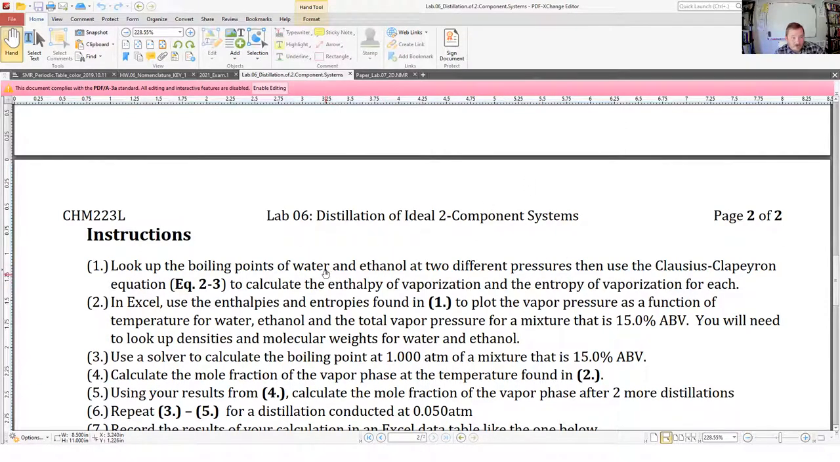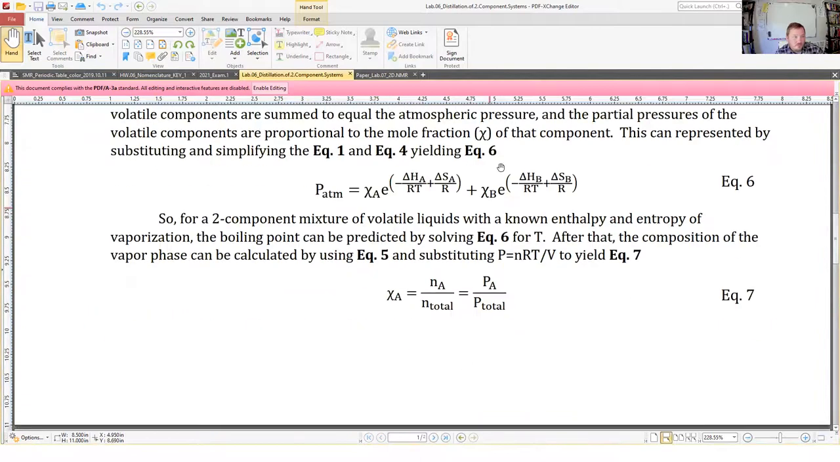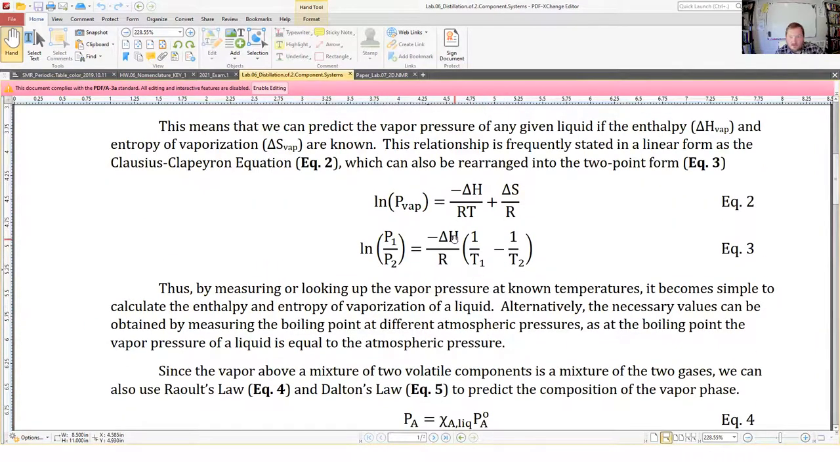So if we know the boiling point of water at two different pressures, we can plug those pressures in for P1 and P2, and plug the boiling points in for T1 and T2, and find delta H. Once you know delta H, you can find delta S. Watch your units on R, because we're dealing with energy terms, not liters and atmospheres. So you're not going to use your gas laws version of R. You're going to use the energy version of R, which is joules per mole Kelvin.